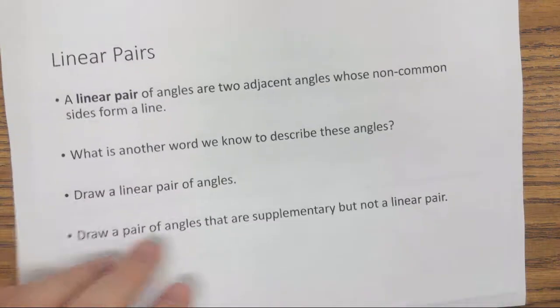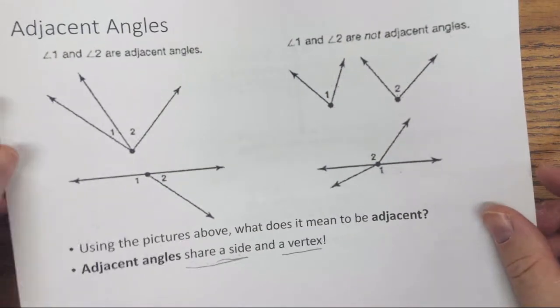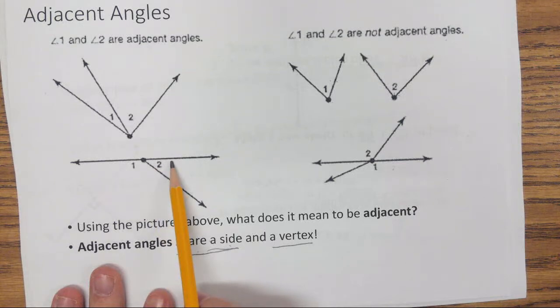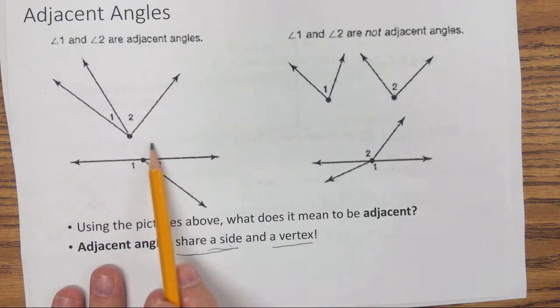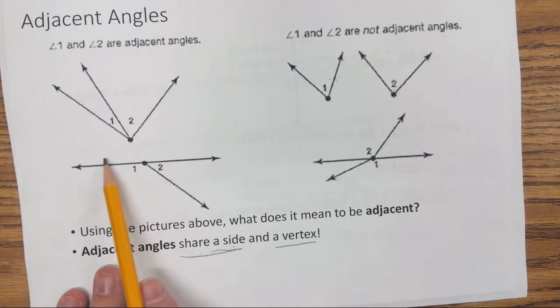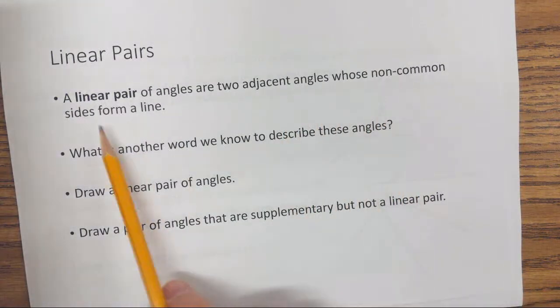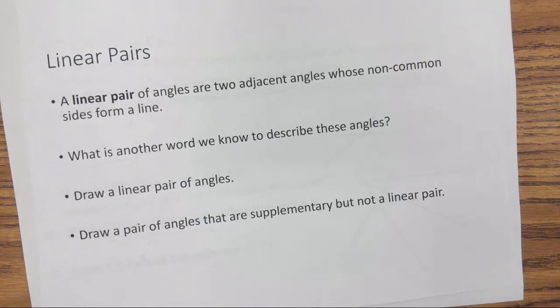Okay? So looking back at this picture right here, angle 1 and angle 2 are adjacent angles. This is a straight line, so these are a linear pair. Angle 1 and angle 2 form a linear pair because their non-common sides, this side here and this side here, make that straight line. Linear pair, angle 1 and angle 2.